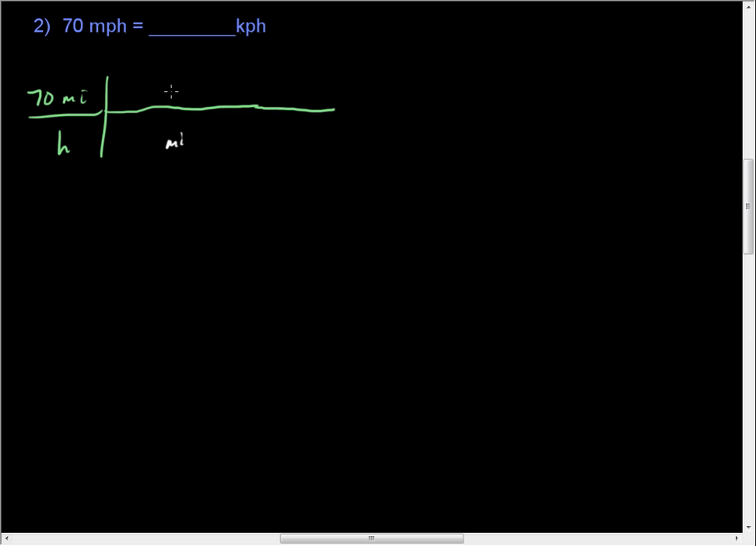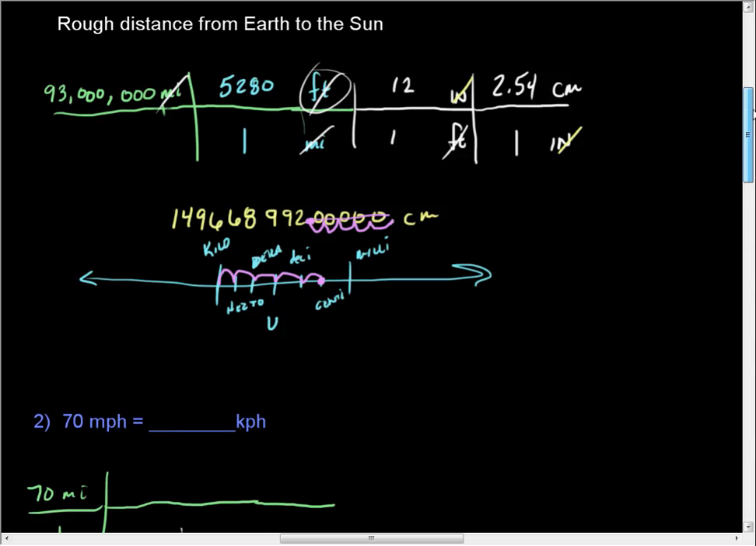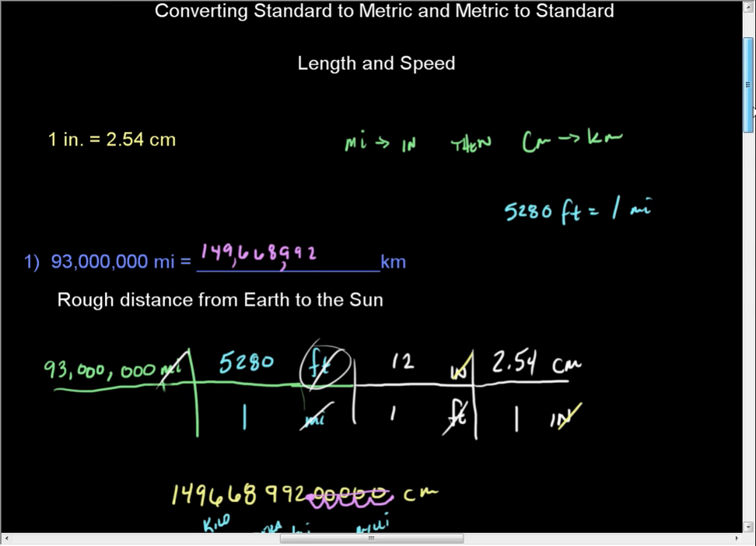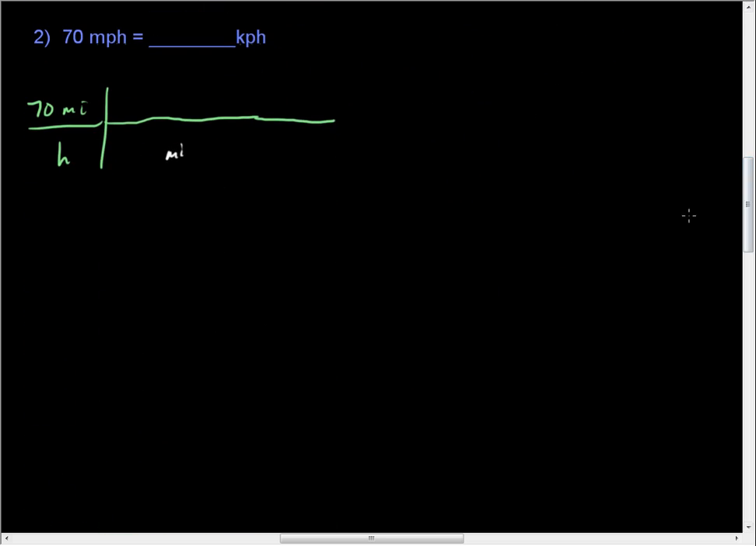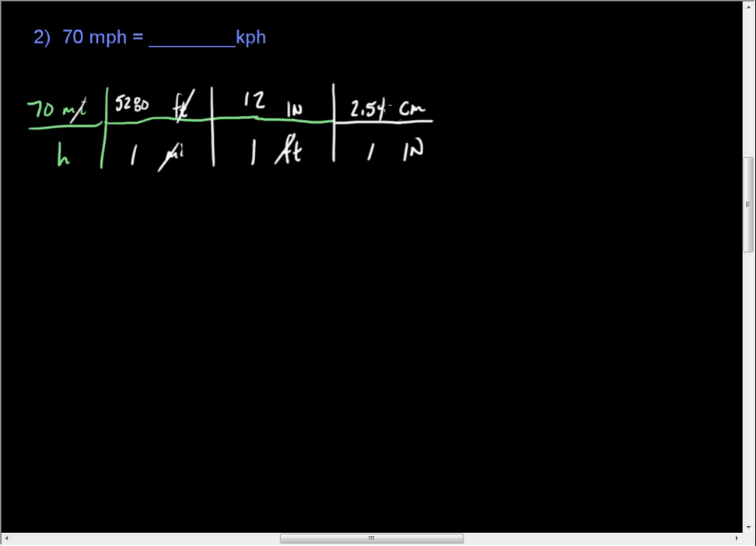I want to go to feet because I have to somehow get back to inches and centimeters. I don't know how many inches are in a mile, so I'm going to go from miles to feet. Miles are going to cancel. It's 1 mile and 5,280 feet. Then I'm going to convert feet to inches. There's 1 foot, 12 inches. Feet cancel. I am now in inches, so I can go ahead and extend this out to, I want to be in centimeters. I was in inches, and 1 inch is 2.54 centimeters.